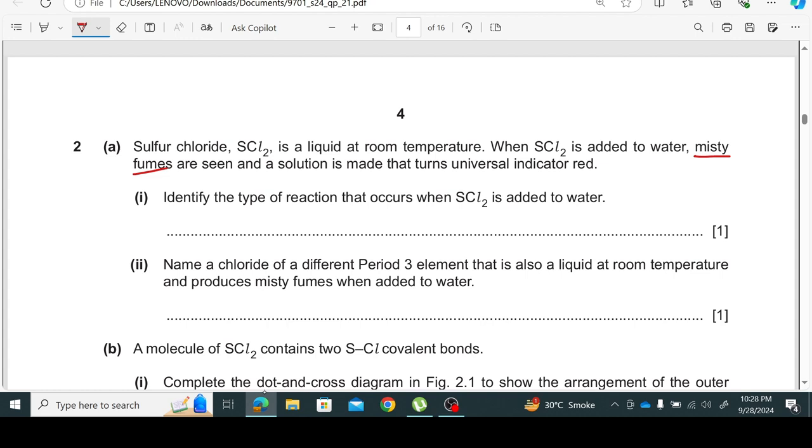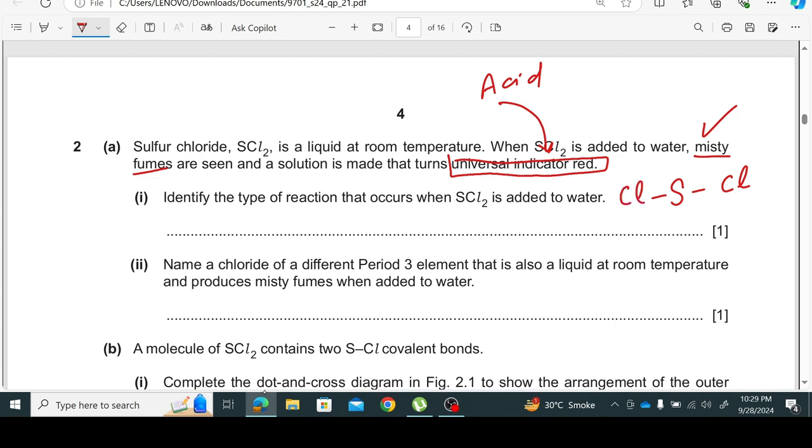Okay. So the first hint is that we are getting misty fumes, and the second is that the universal indicator becomes red. If something is an acid, it turns your indicator red. So now you have SCl2, and you have to react it with your water molecule. Identify the type of reaction that occurs when SCl2 is added to water. When something reacts with water, there are two types of reaction. What about hydration? But there is no double bond, so it is not hydration, because it is simply S and Cl.